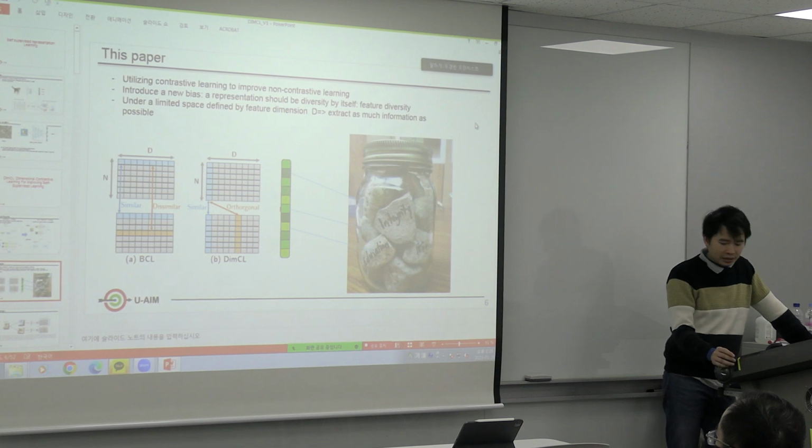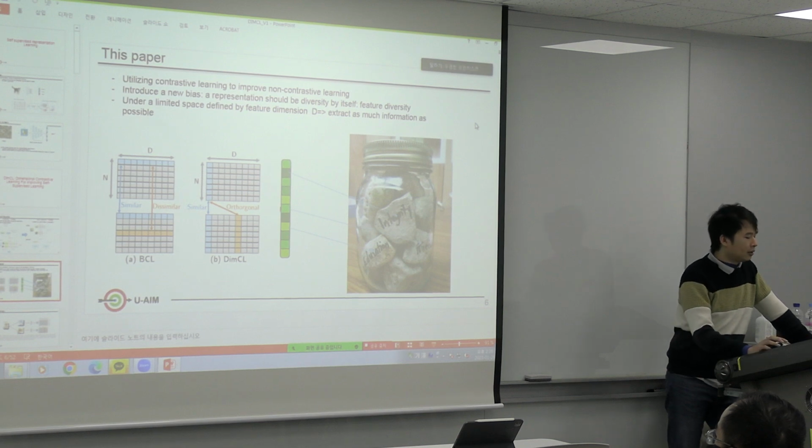We found that there is a way that we can use contrastive learning to improve non-contrastive learning. We introduced a new bias, which says that representation should be diverse by itself. We call it feature diversity.